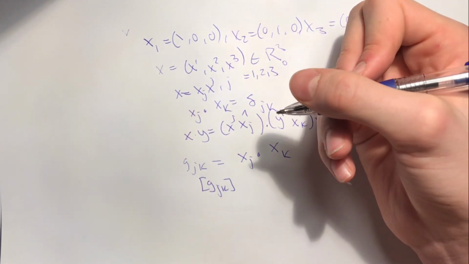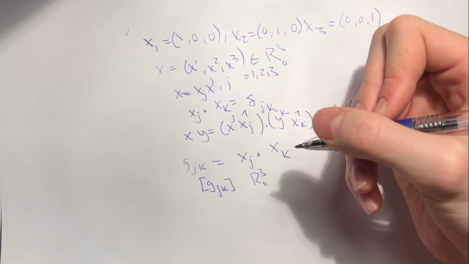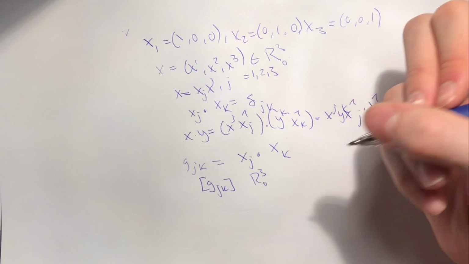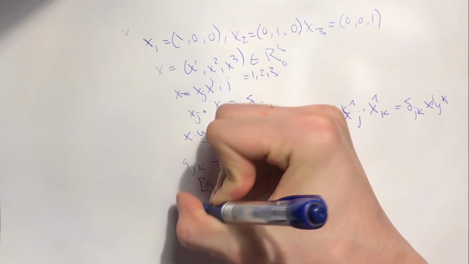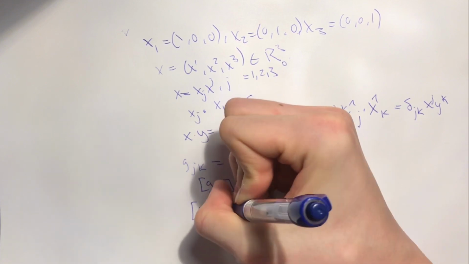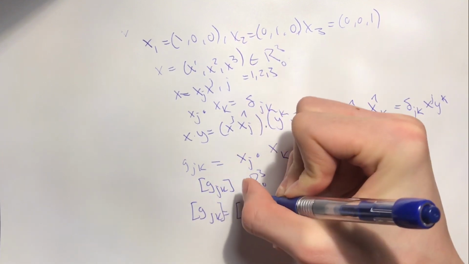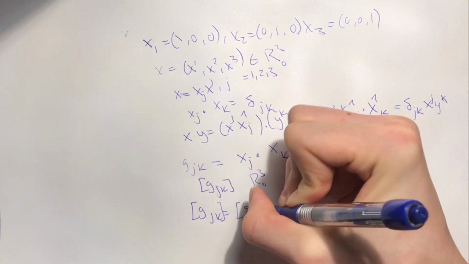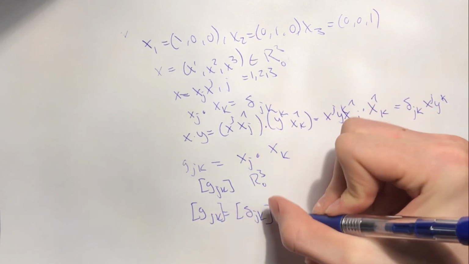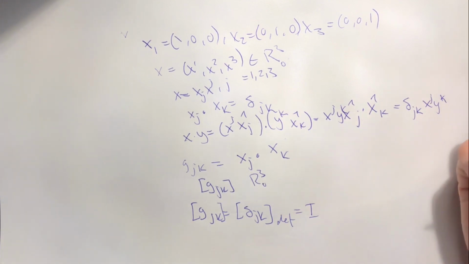Hence, the metric tensor of the Euclidean space R^3 in Cartesian coordinates is the identity matrix I. That is, the matrix of gjk equals the matrix of the Kronecker delta, which by definition is equal to I. But what about the metric tensor of the three-dimensional Minkowski space?